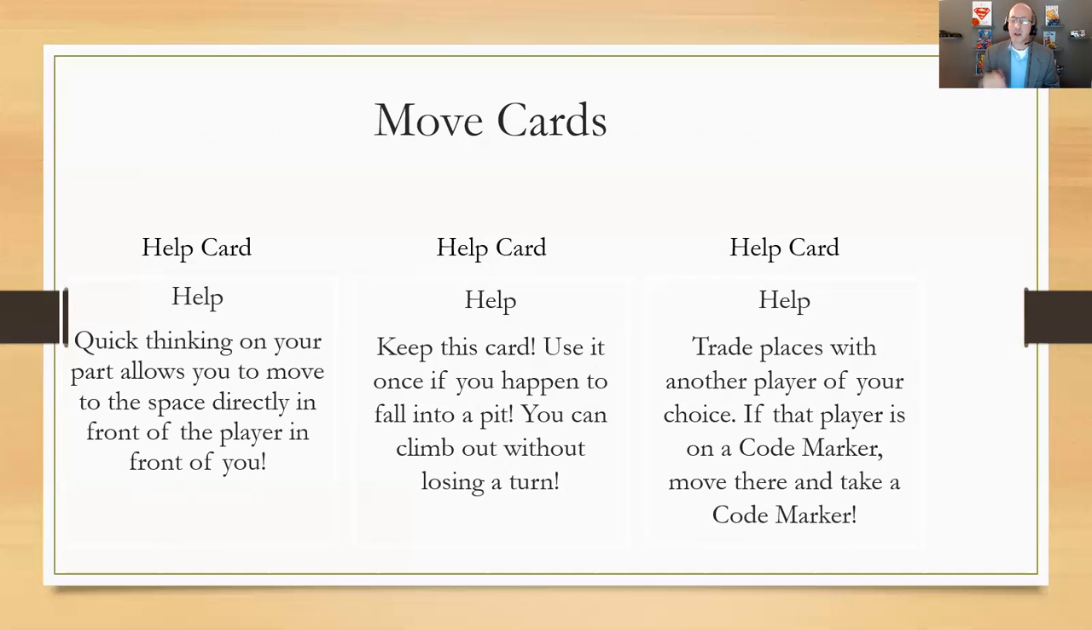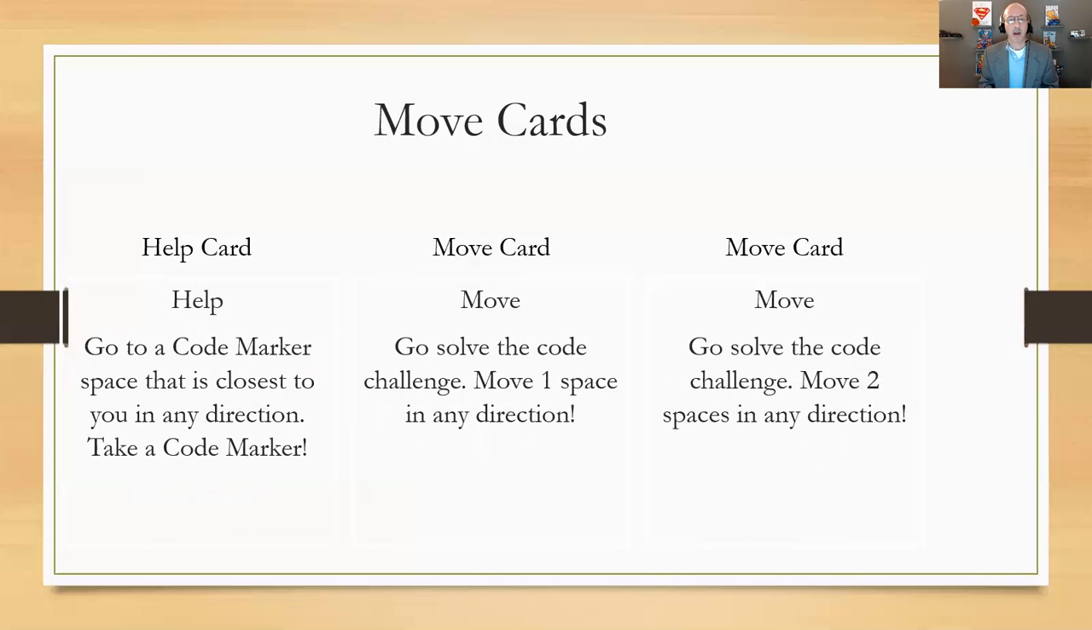The third help card says trade places with another player of your choice anywhere on the game board. So if that player is on one of the code markers, then you get to go to that code marker and take a code marker card. The other help card is go to a code marker specifically anywhere on the board, and take a code marker. So again, this reinforces the fact that they're trying to get to the code marker blocks in order to write their code. Without having a code marker, they can't write any lines of code on their player sheet.